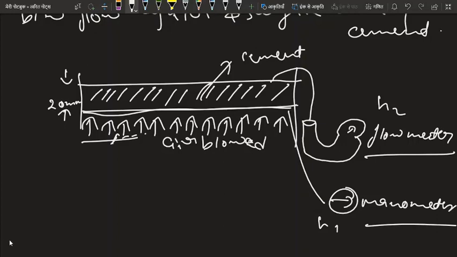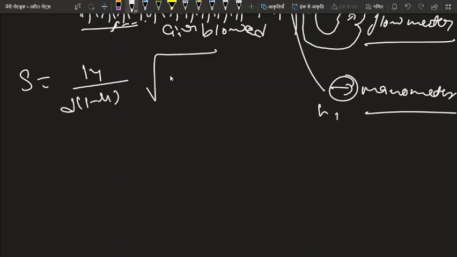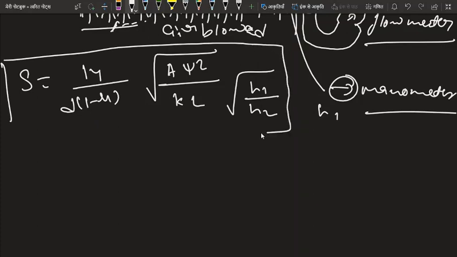Then the surface area of cement is given by the formula. What formula is that? S is equal to 14 upon d(1 minus e) under root e cubed upon k l, under root h1 upon h2. This is the formula for the surface area of cement.